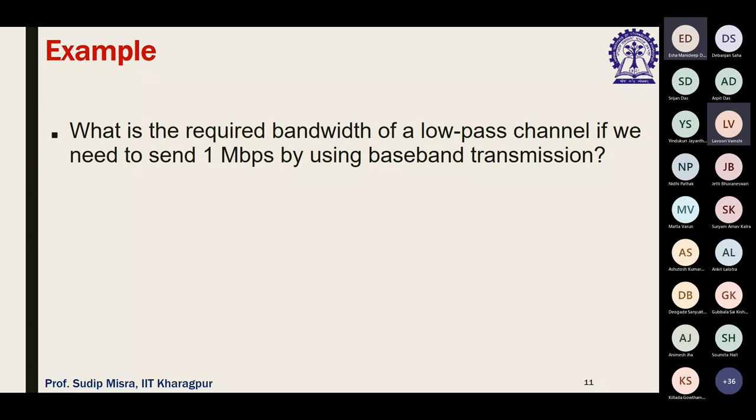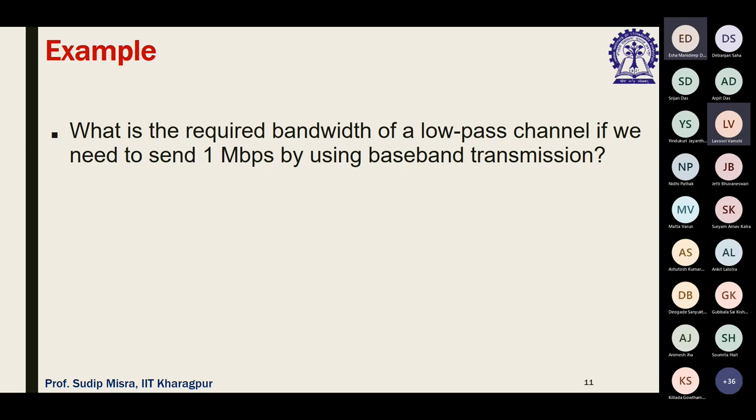So what is the data rate? What is the value of N? I told you that the required bandwidth is going to be N by 2. That is the final result, right? So what is N? N is the data rate. What is the data rate over here? 1 Mbps. 1 Mbps is the data rate. And I hope that you know these units, right? Mbps is megabits per second, so 1 megabit per second.